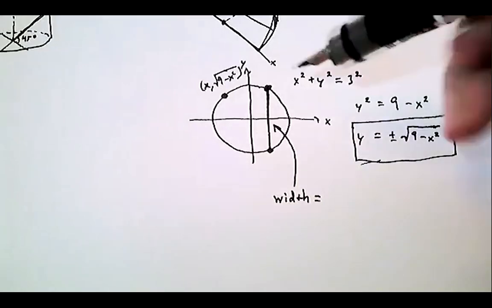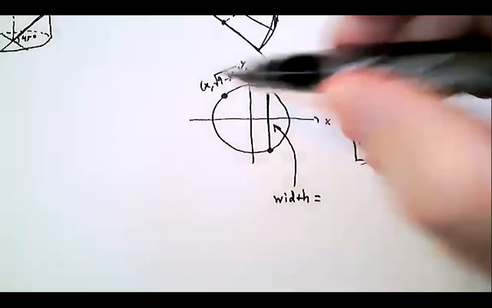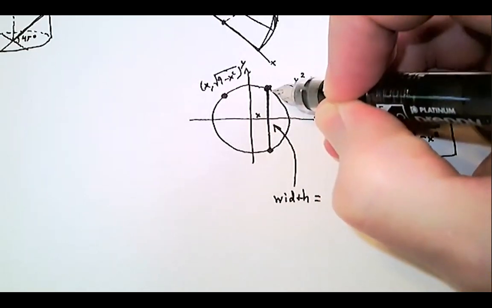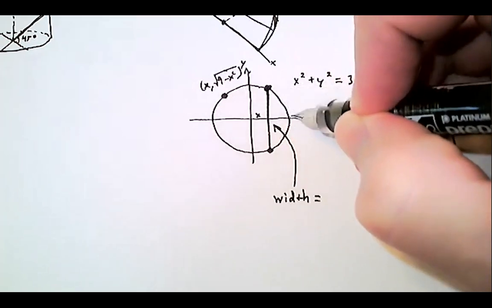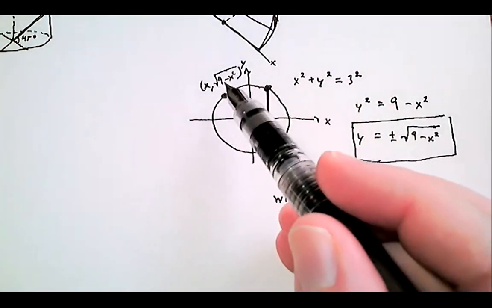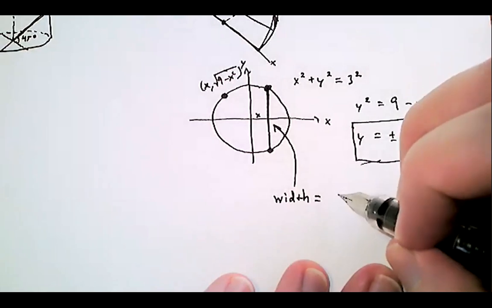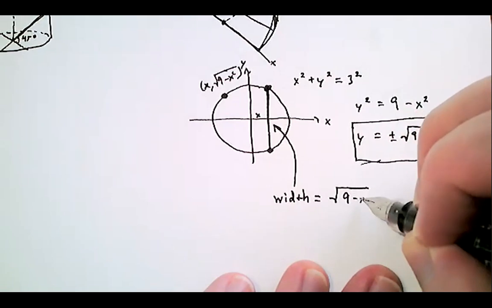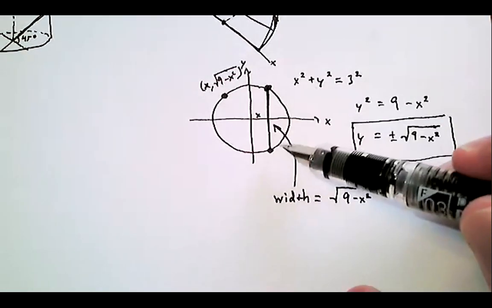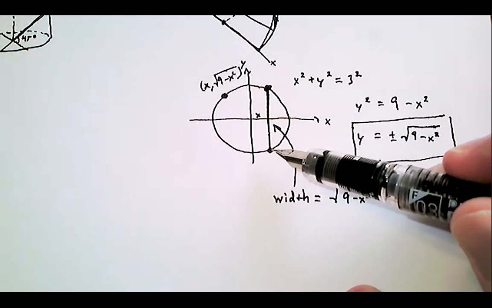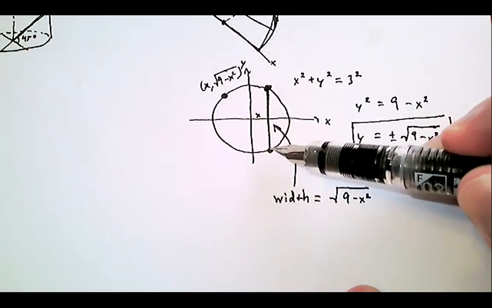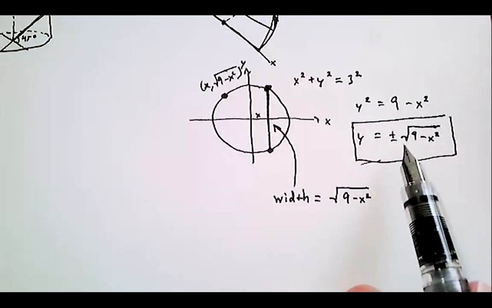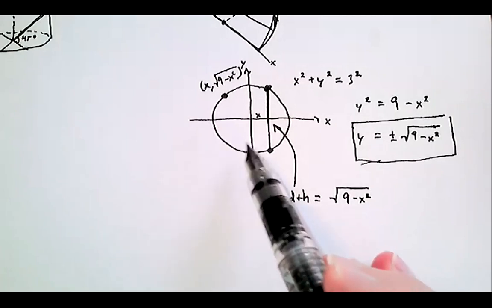And the way that we do that is using this work that we've already done. So we go x to the right, and we can tell how high this is because it's on the upper half of the circle. We use the positive version of the formula. It's going to be the square root of 9 minus x squared. And then the bottom point on our circle, the other end of our rectangle, will come from the negative version of our formula because it's below the x-axis.